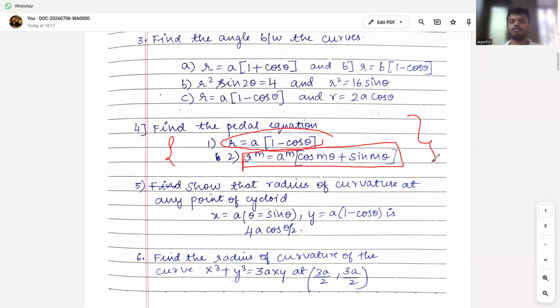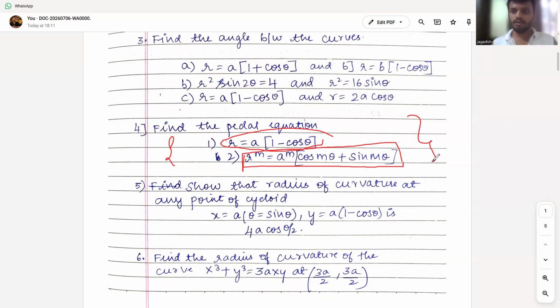Before solving any question, you should have an idea of how to solve trigonometry, differentiation and integration. Basic knowledge of differentiation, integration, and trigonometry you should be knowing.